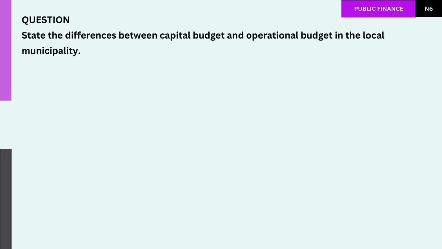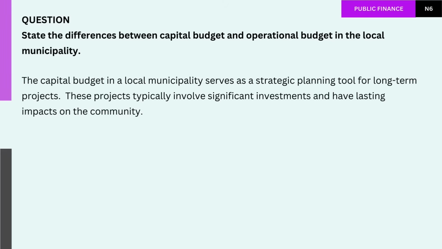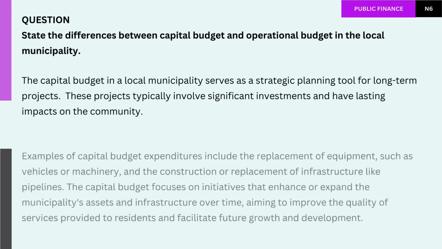Question: state the differences between capital budget and operational budget in the local municipality. The capital budget in a local municipality serves as a strategic planning tool for long-term projects. These projects typically involve significant investments and have lasting impacts on the community.